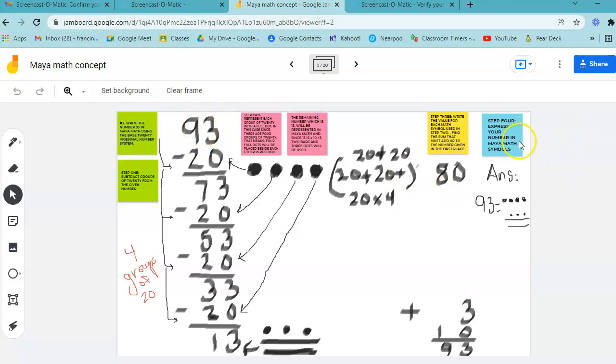Step 4. We want to express our number in Maya math symbols. So we say answer is equal to the number 93, which is equivalent to 2 horizontal bars, 3 beans, and 4 full dots.